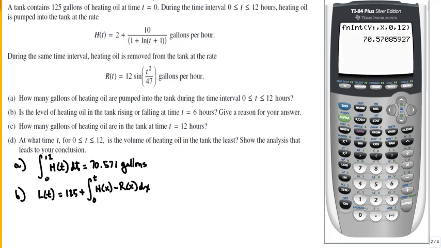And if we want to find out whether the level is rising or falling, we're looking for the derivative of that. Since the derivative of a constant is 0, we're basically just looking for the derivative of the integral from 0 to t of h of x minus r of x dx, which is just h of t minus r of t.